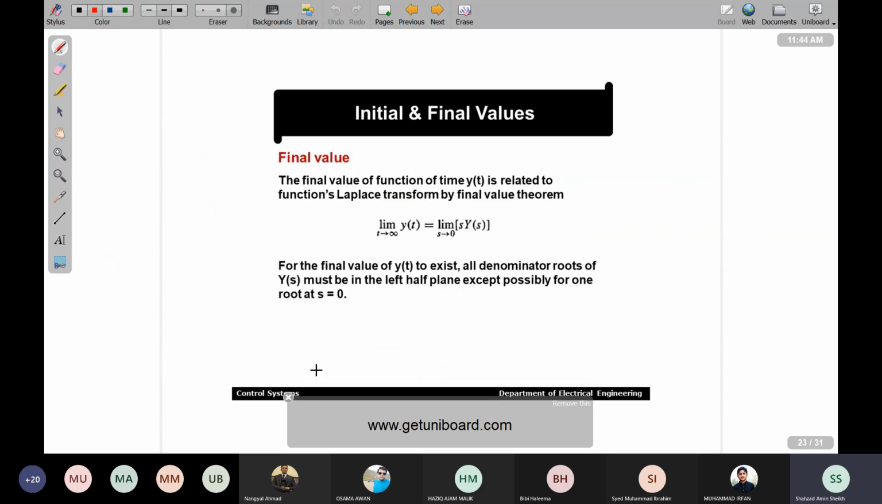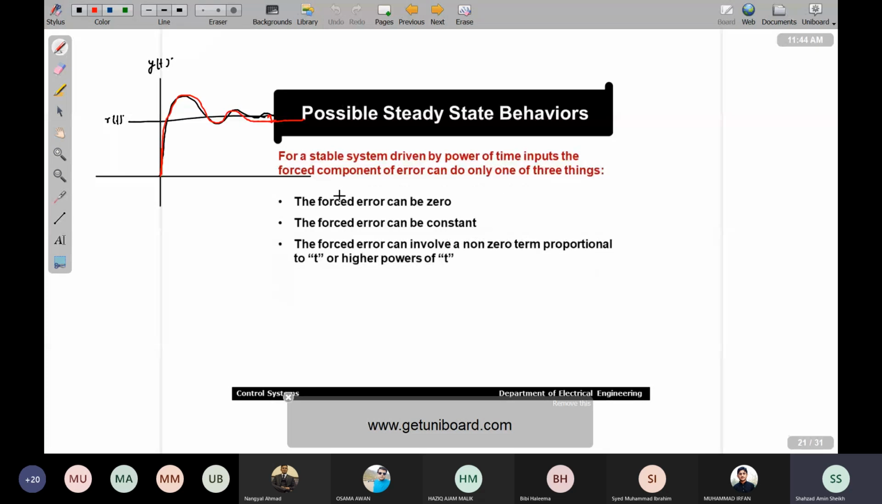Again, what we want to see is this: for a stable system driven by power of time inputs, the forced component of the error can do only one of three things. The forced error response component of the error is 0. After the natural response dies, the error is 0 and the tracking system output will be equal to the power of time reference input. So there will be perfect tracking in this case.